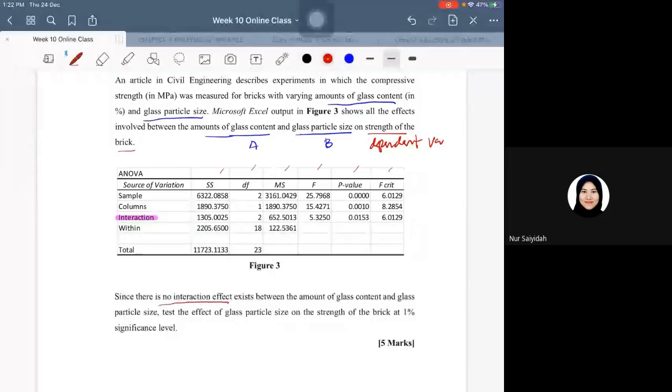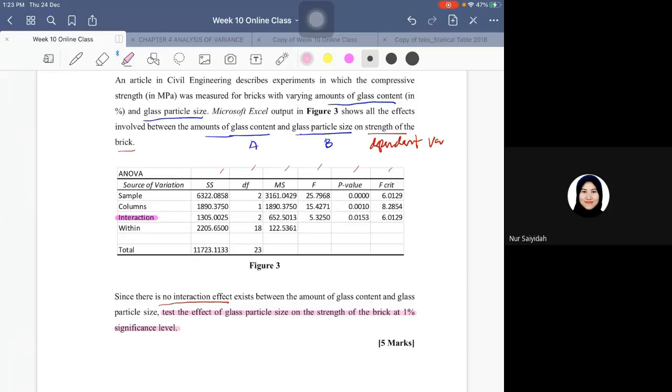So we just have to use the information. And it says between the amount of glass content and glass particle size. So what do we have to test? We have to test the effect of glass particle size on the strength of the brick at 1% significance level. You remember the marginal effect? The marginal effect is when we test factor A or factor B individually. So this is what is being asked in the question.